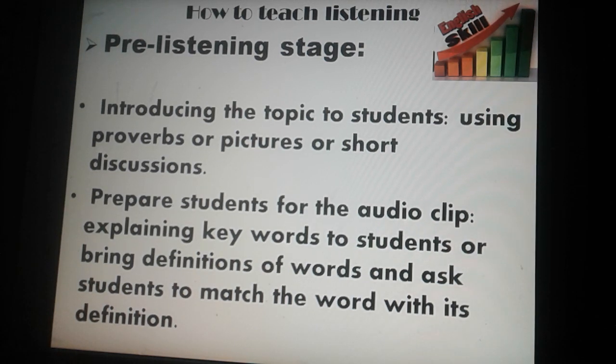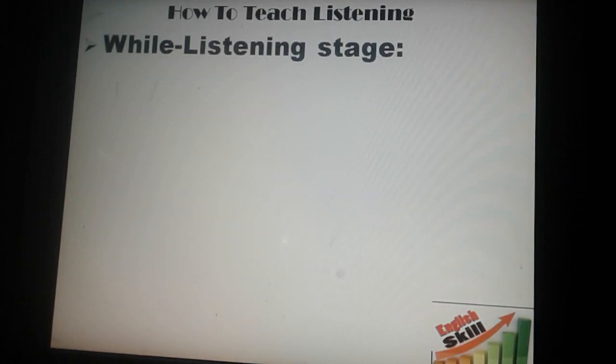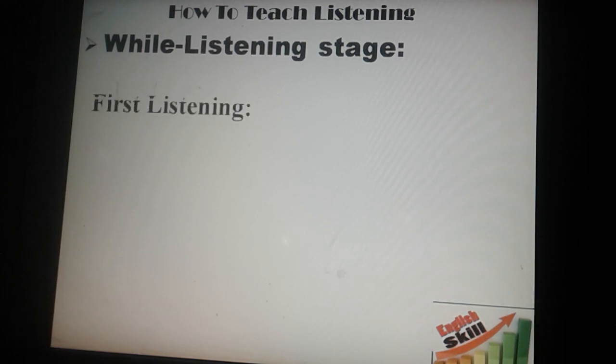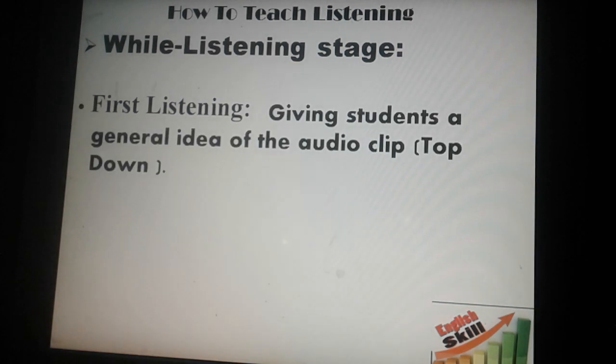Let's move to the next one, which is the while listening stage. In the pre-listening stage, the teacher just prepares students, as I said. Here, the teacher will give students the opportunity to listen to the audio clip. First listening: giving students a general idea of the audio clip, which is called the top-down strategy.